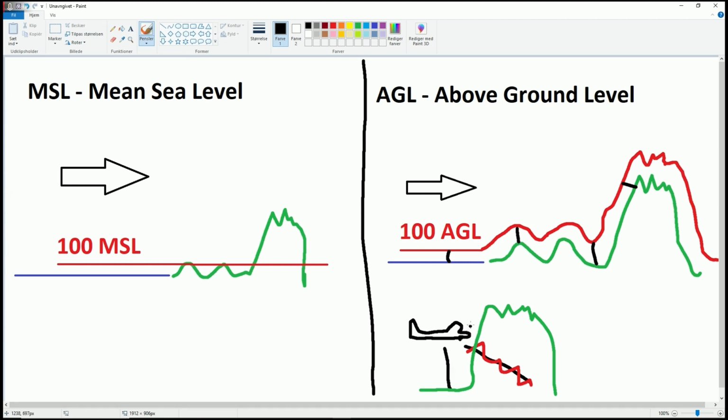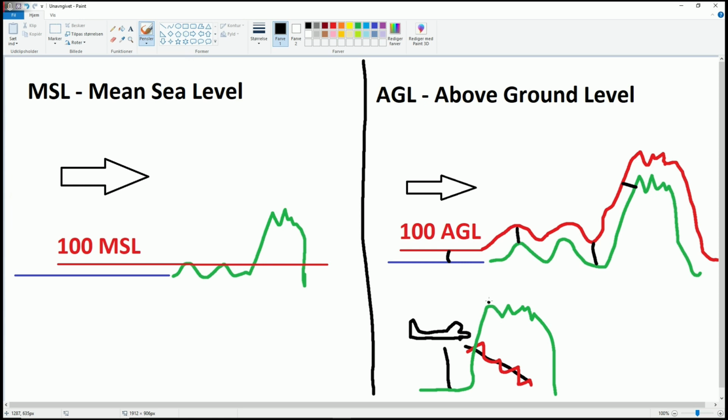And that is also why if flying in clouds or so at very low altitude using AGL, you need to pay very strict attention to that, because suddenly a mountain can come up in front of you and you need to react very quickly.